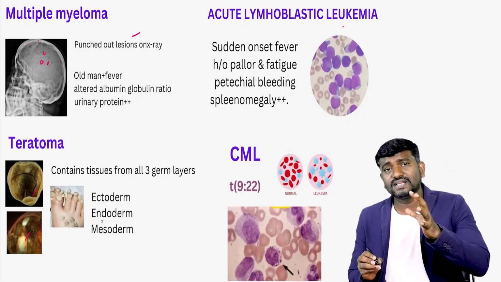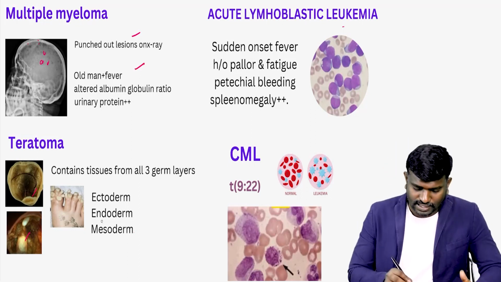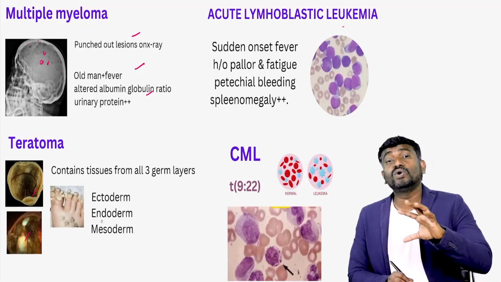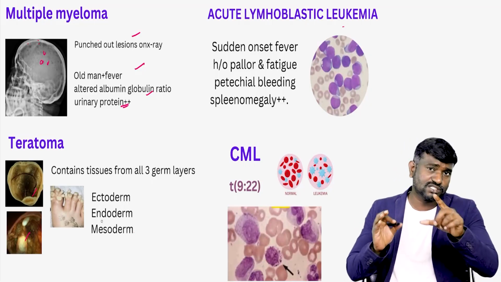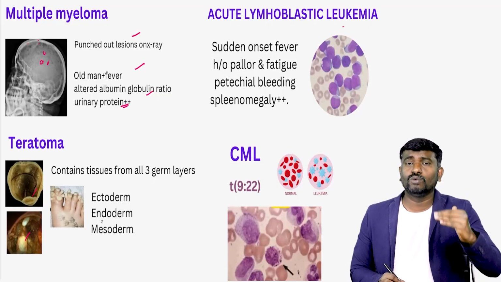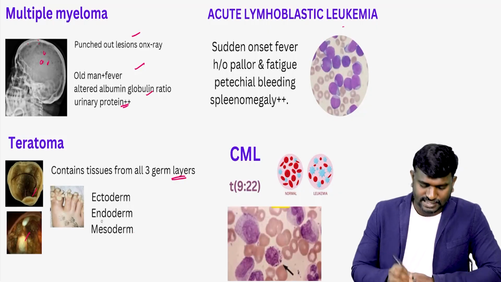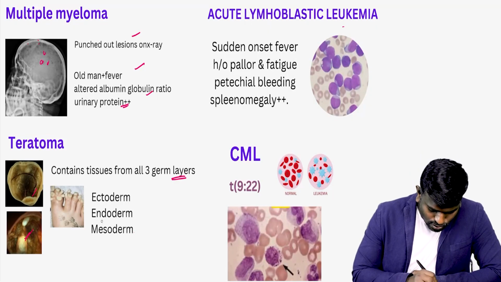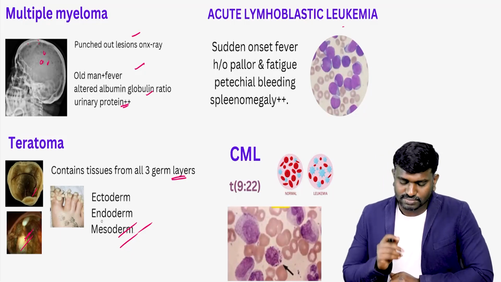It could be an old patient presenting with fever. Yes, he or she is going to have altered globulin and albumin. Urinary protein is going to be also present in multiple myeloma. Extra point to be remembered. Next, teratoma. Teratoma is going to have what? All three germ cell layers. Yes, there will be presence of what? Ectoderm, endoderm, and also mesoderm. Teratoma, all three germ cell layers.